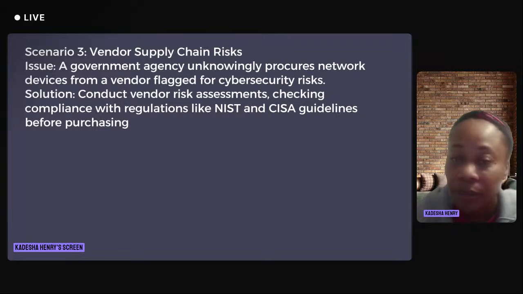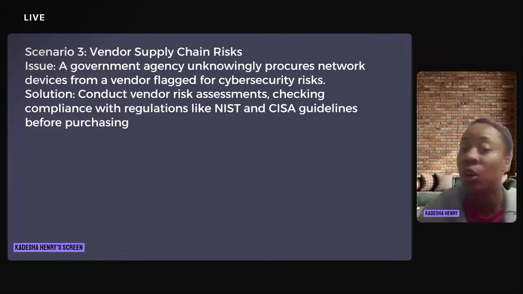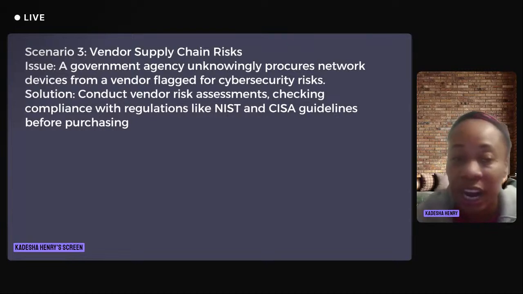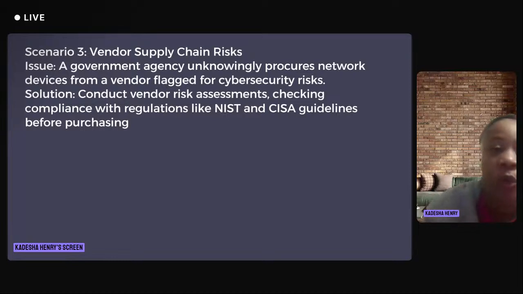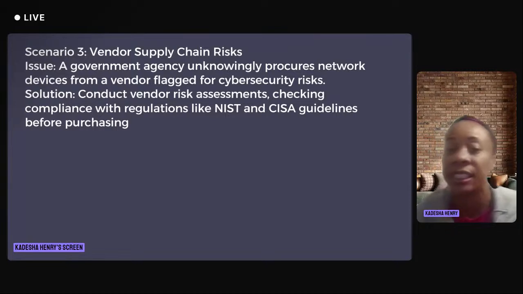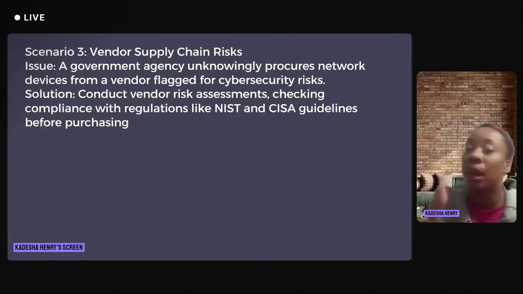What they did, they went out and they bought some products, but those products were flagged. That vendor was flagged, right? For risk, for security breach or for risk. But if we come back over to the cybersecurity aspect, we could use Facebook in this case. A Facebook company, which is under the government's eyes, went and bought some network devices, and when they realized, the vendors that they bought from were flagged for security risk. They did something and they were flagged, but because we did not conduct a vendor risk assessment, checking the compliance with regulations like the NIST and the CISA guidelines before purchasing.